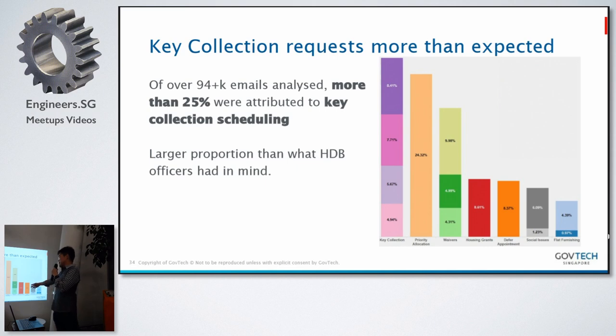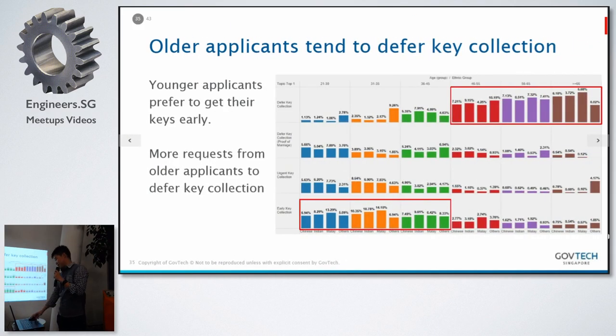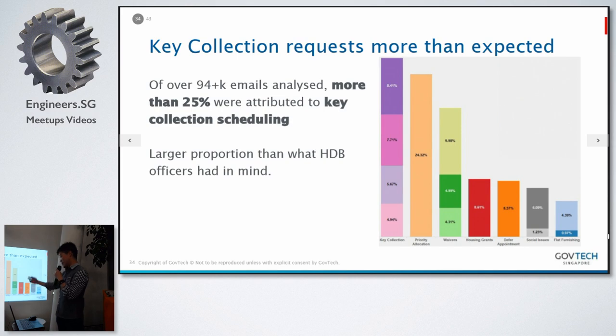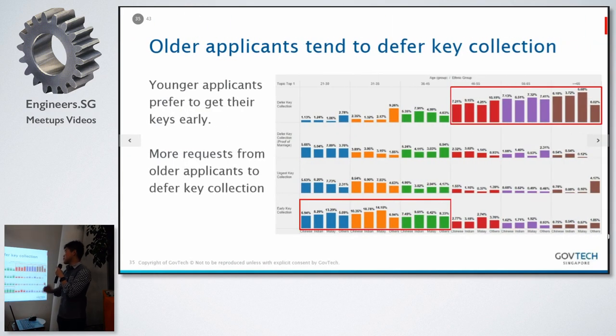So what the officers should really be focusing on are the flows that require their attention, which are priority allocation and waiver of policies. This is when you need the human input. Something as simple as a key collection schedule should be something that can be automated easily with a website or something. They actually need something which I'll go through later.